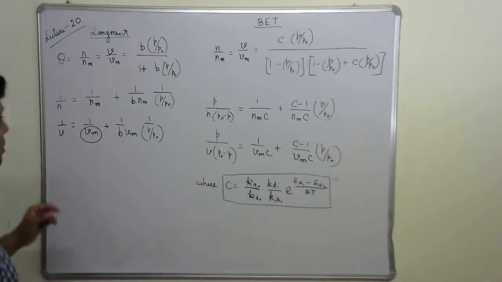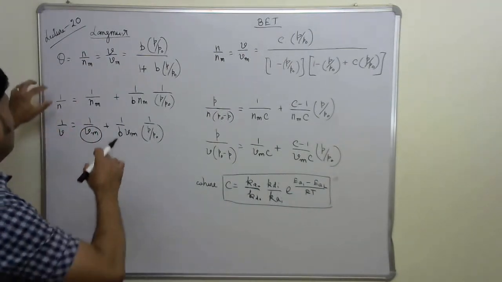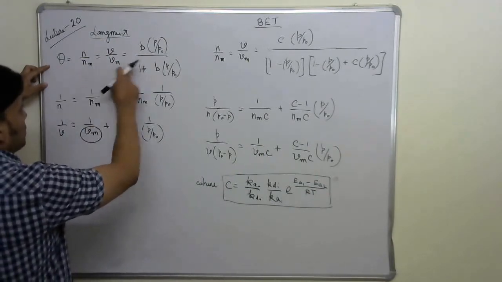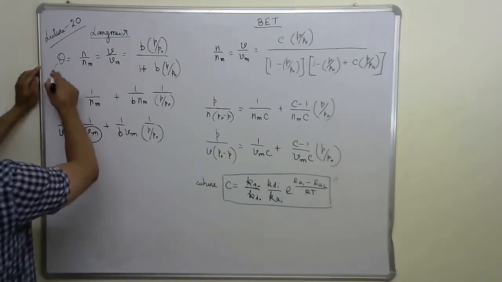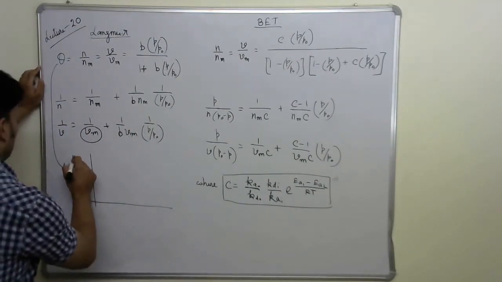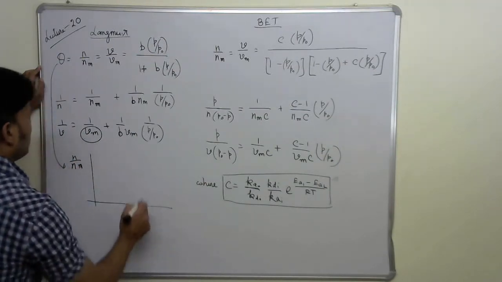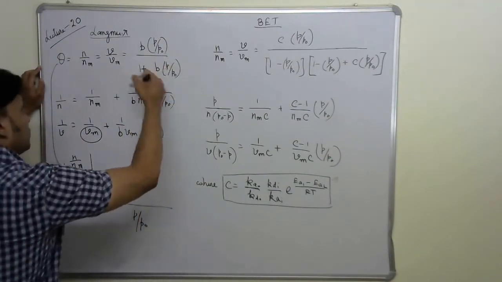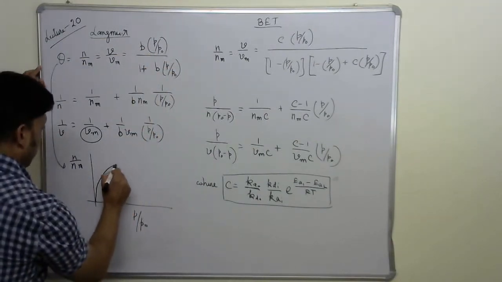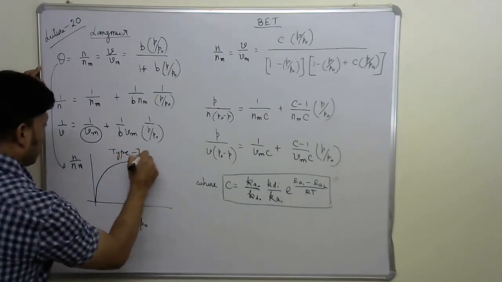So now let's come to the major point. If you look at this expression, if we try to plot N over Nm versus P by P naught, so if you remember that, we plot that. So N over Nm versus P by P naught. Following this particular mathematical expression, this would give a plot something like this. And we know that according to IUPAC, this is the type 1 adsorption isotherm.